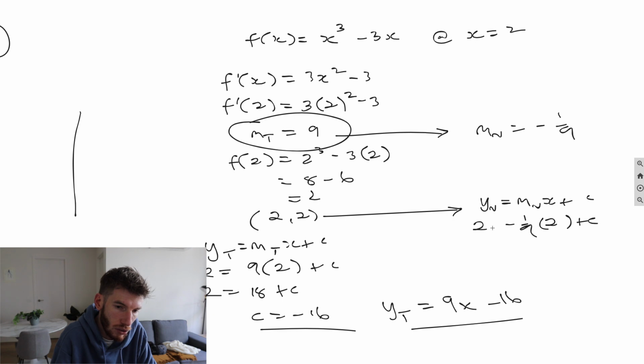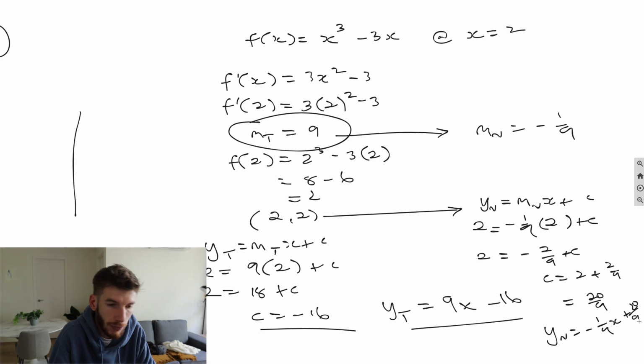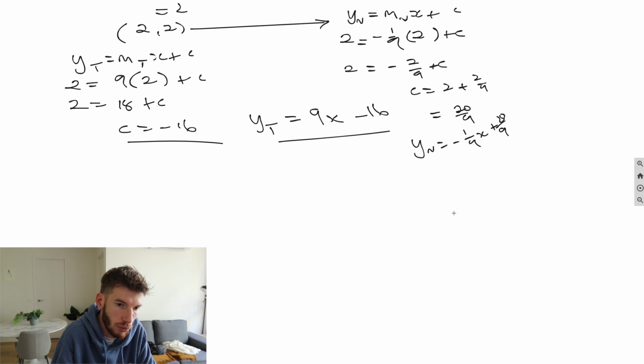So 2 is equal to -2/9 plus c. So c is 2 plus 2/9, and so then that would give us 20/9. So therefore y normal is -1/9 x plus 20/9, like that. You can also see those factorized sometimes, so you might see the -1/9 pulled out the front.